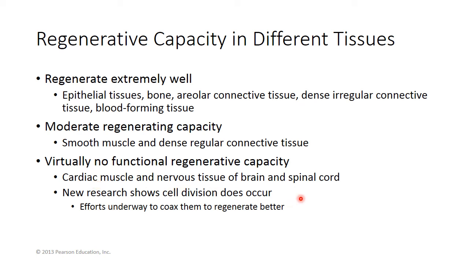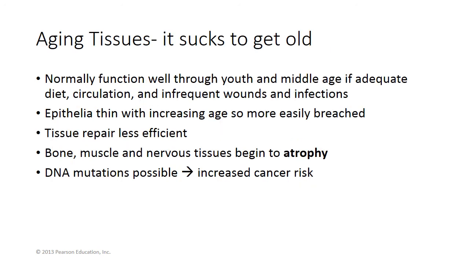Same thing, nervous tissue, brain, spinal cord. You've heard about a spinal cord injury, or someone has a stroke or a CVA, cerebrovascular accident. It doesn't regenerate. They try to. But new research is working on that, trying to get these cells to actually regenerate. So they're working on it.